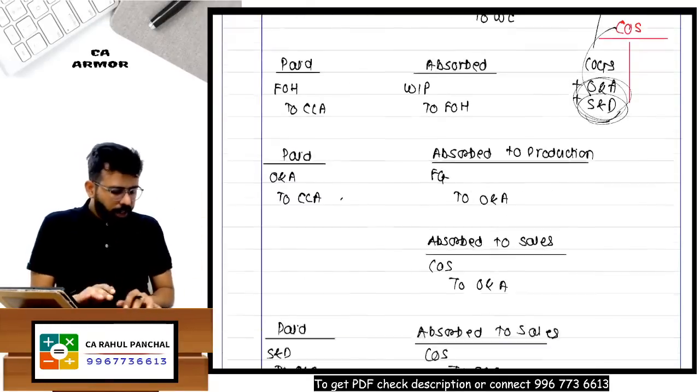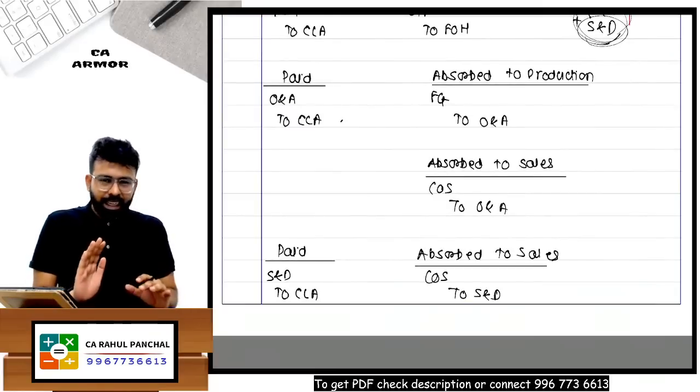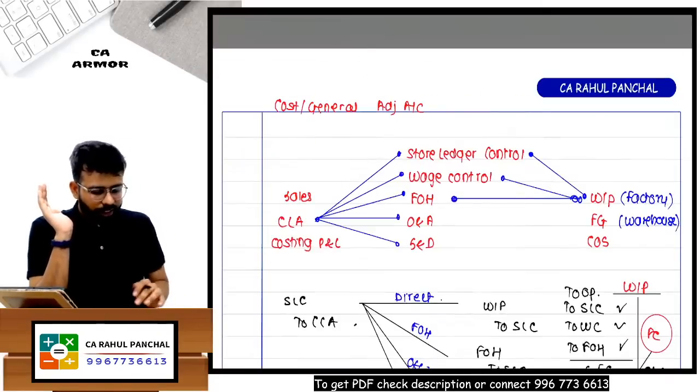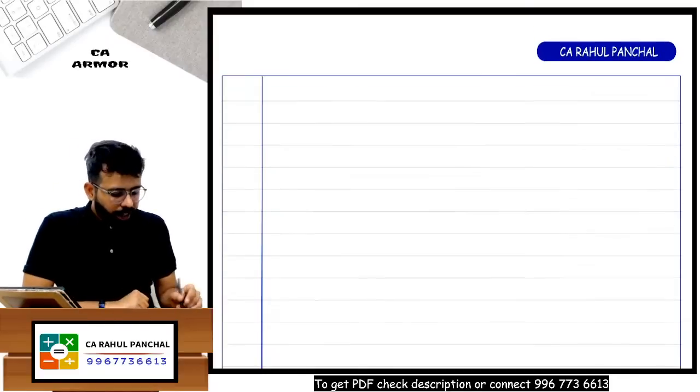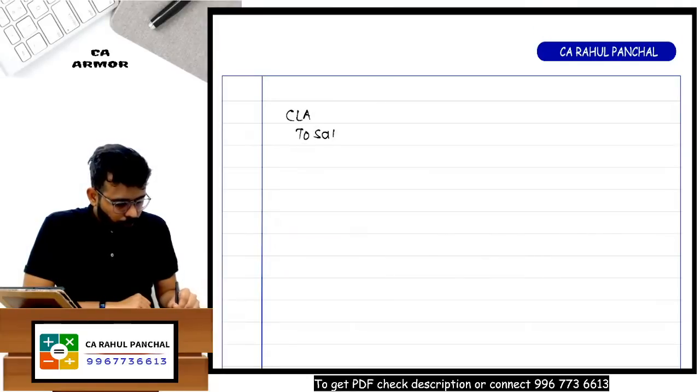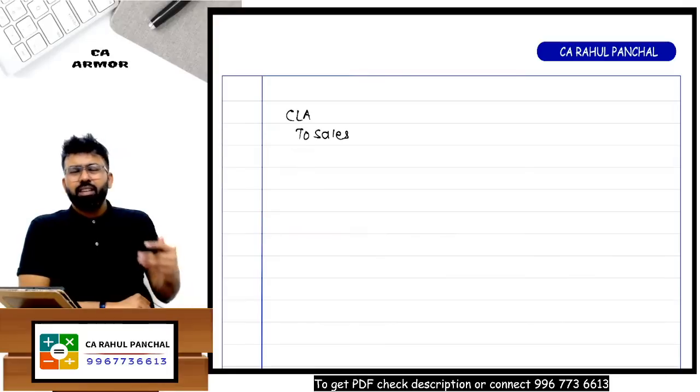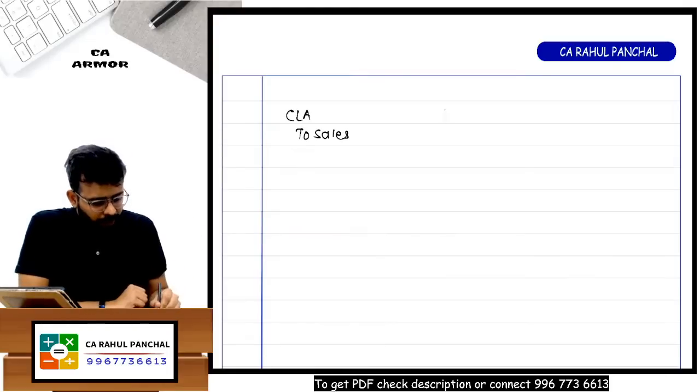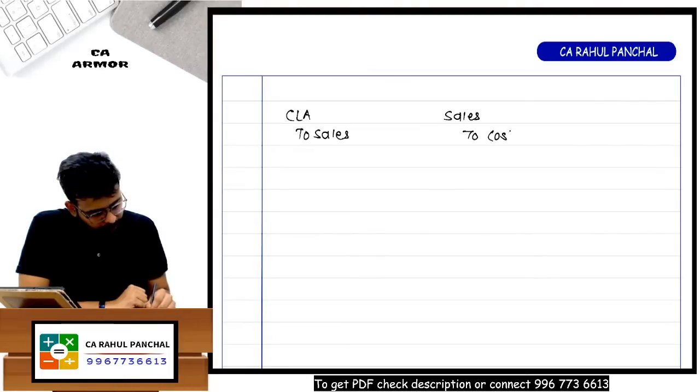So now there is one more entry, which is the sales entry. The sales entry is very easy. First of all, debtor to sales, that is CLA to sales. And then sales will be transferred to the P&L account, so you will say sales account debited to P&L account. So two entries you will pass.